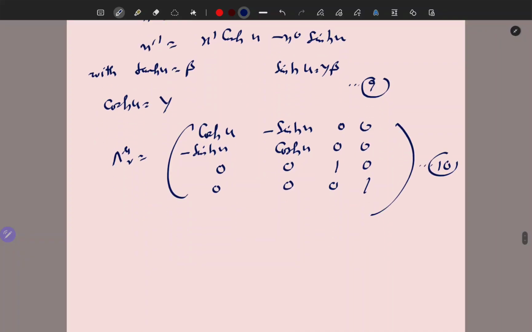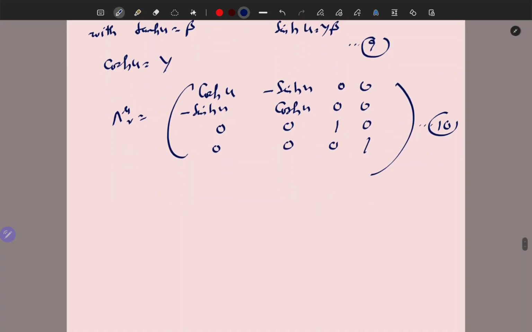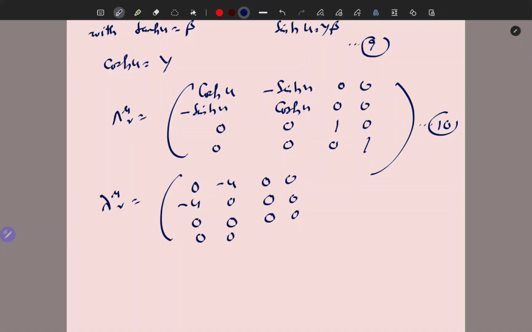Now we consider the infinitesimal version of this by taking u very small, then using cosh u tends to 1 and sinh u tends to u. Then we find lambda mu nu equals 0, minus u, 0, 0; minus u, 0, 0, 0; 0, 0, 0, 0; 0, 0, 0, 0.